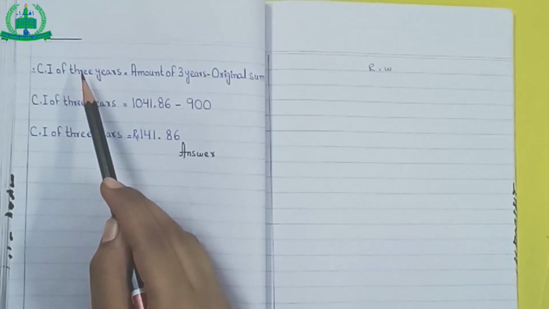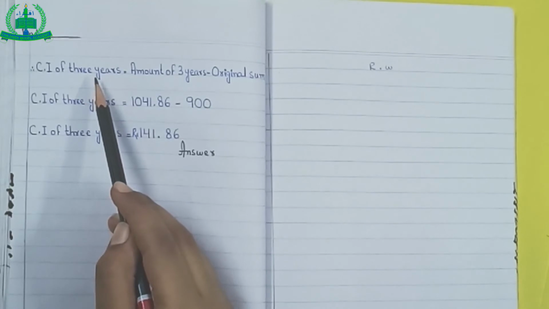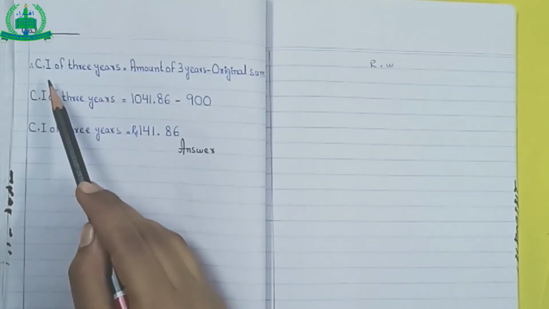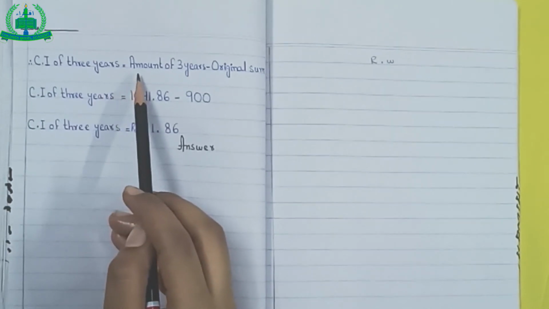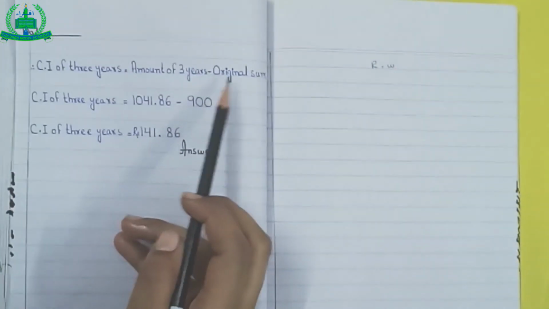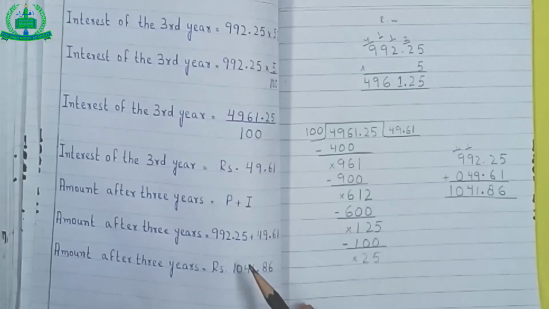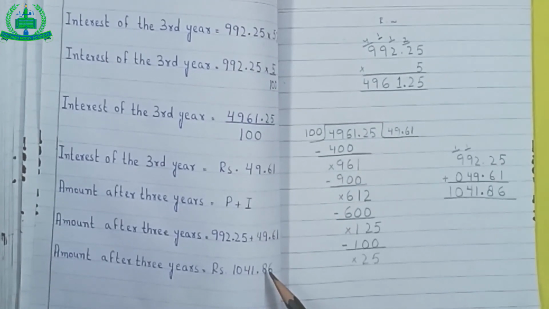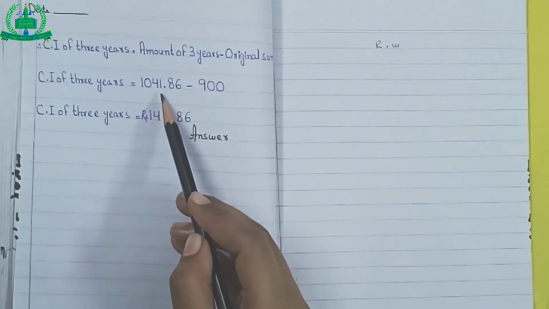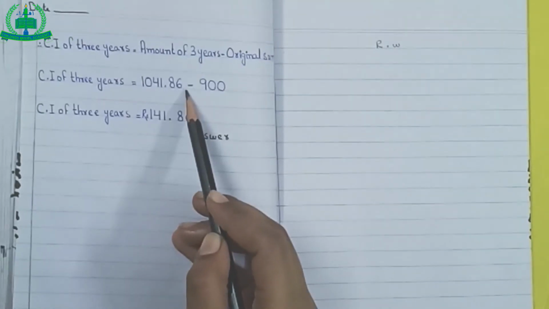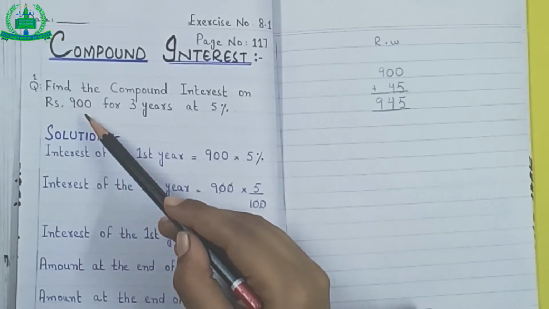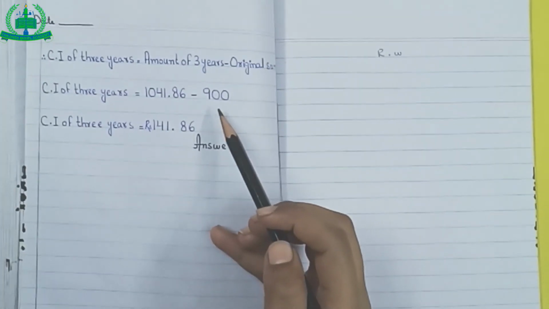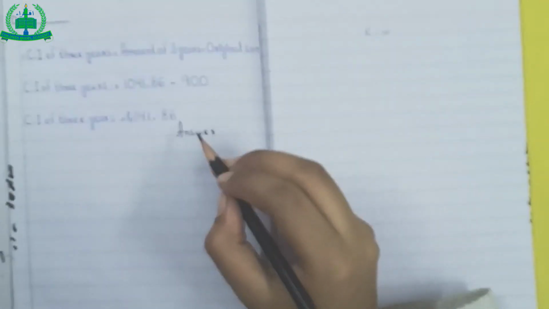Now we find compound interest. To find compound interest, we subtract the original sum from the amount of 3 years. Therefore, compound interest of 3 years is equal to amount of 3 years minus original sum. Amount of 3 years is rupees 1041.86, so we write 1041.86 minus. Original sum is rupees 900, so we write 900.